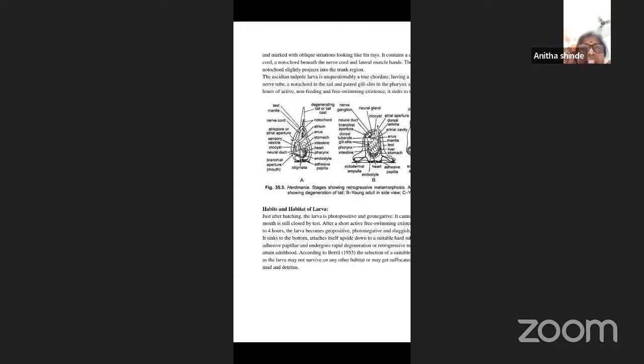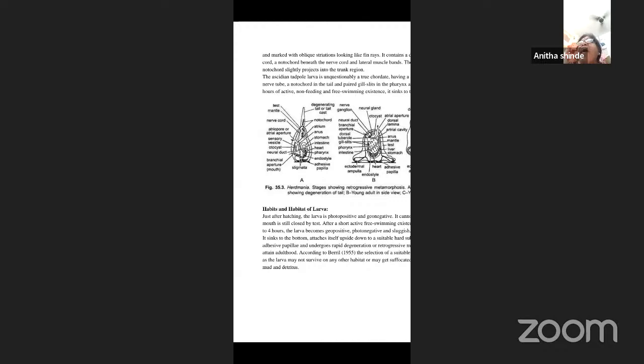Okay. So with this, we have completed the type study, that is Herdmania. This Herdmania comes under the Urochordates. You all know protochordates. I have already told you in the classification that protochordates have been divided into 3 classes, that is Urochordates, cephalochordates, and hemichordates.